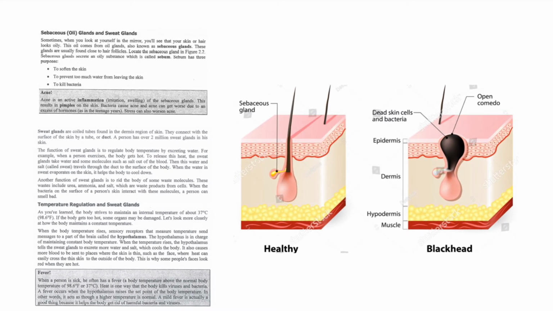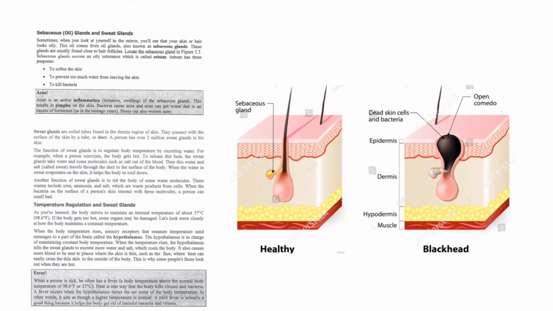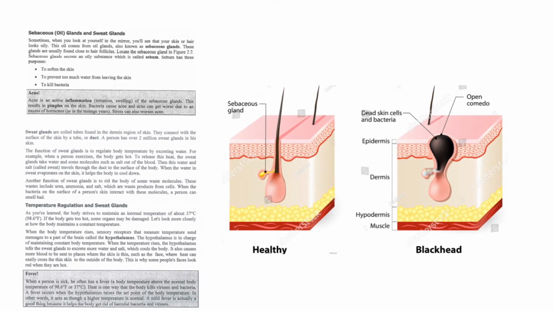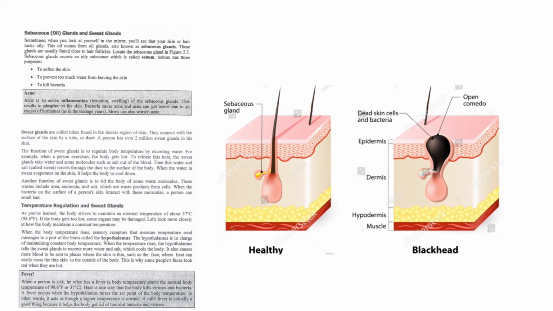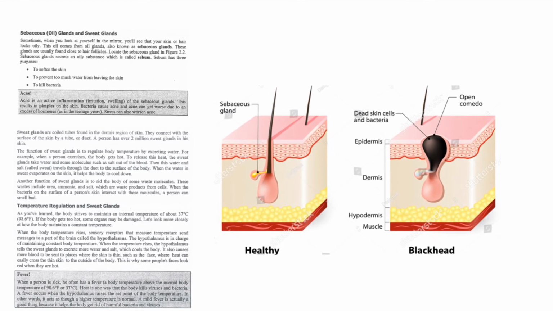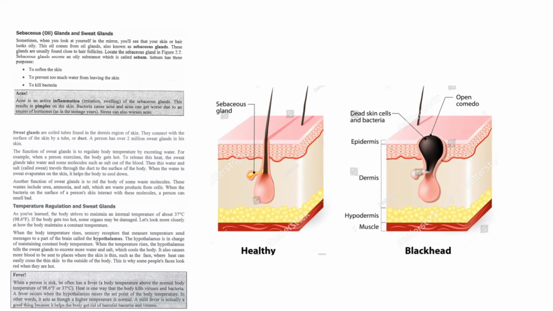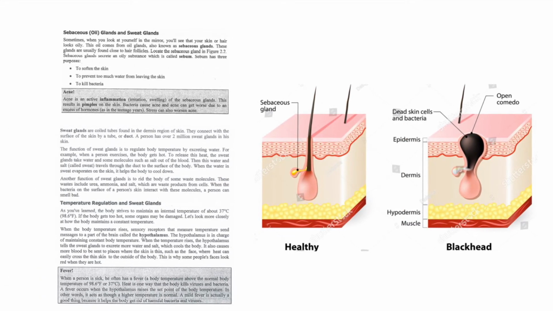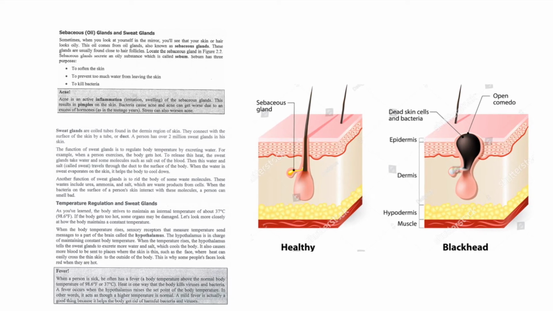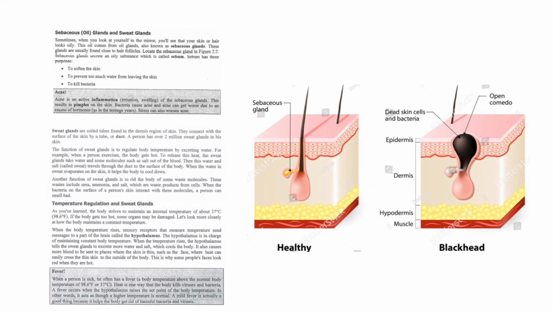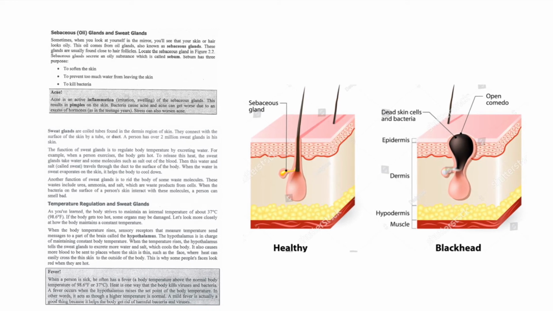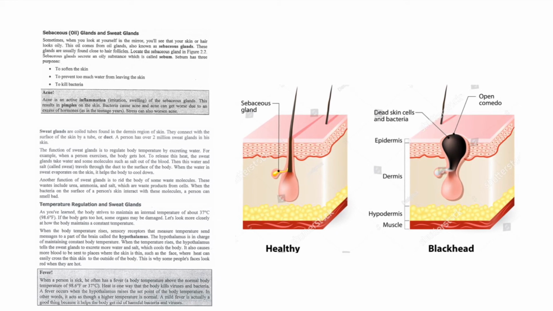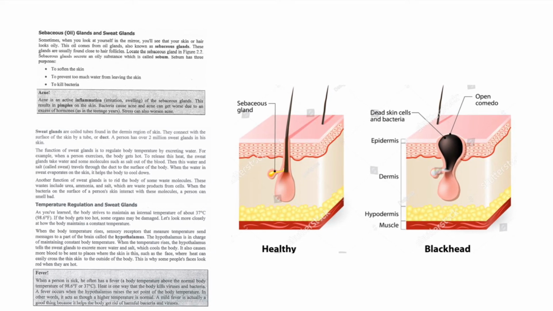Sweat glands are coiled tubes found in the dermis region of the skin. They connect with the surface of the skin by a tube, or duct. A person has over 2 million sweat glands in his skin. The function of sweat glands is to regulate body temperature by excreting water, for example. When a person exercises, the body gets hot. The body needs to release this heat. The sweat glands take water and some molecules such as salt out of the blood. Then this water and salt, called sweat, travels through the duct to the surface of the body. When the water in sweat evaporates on the skin, it helps the body cool down.